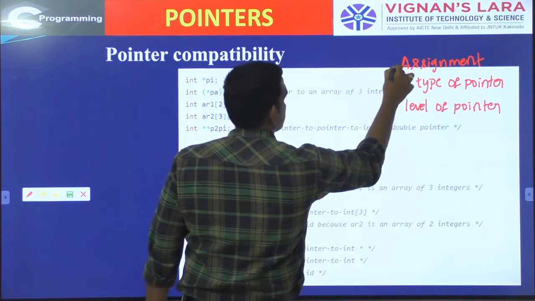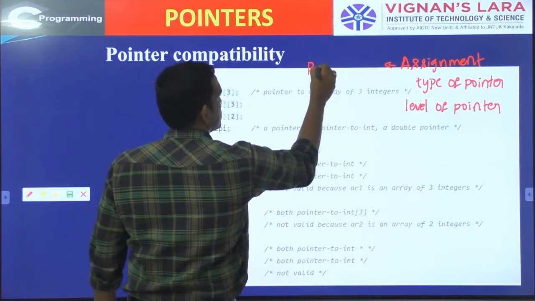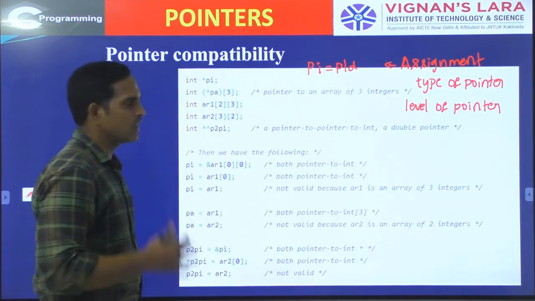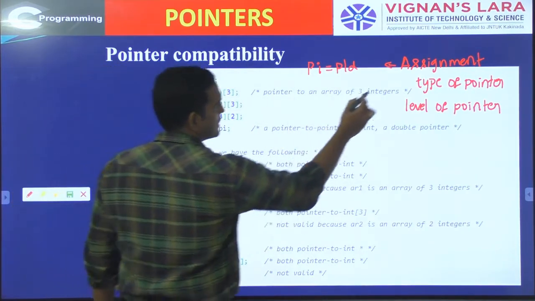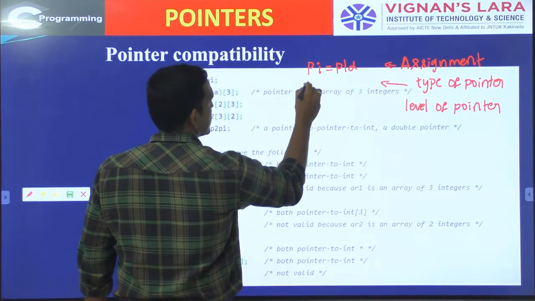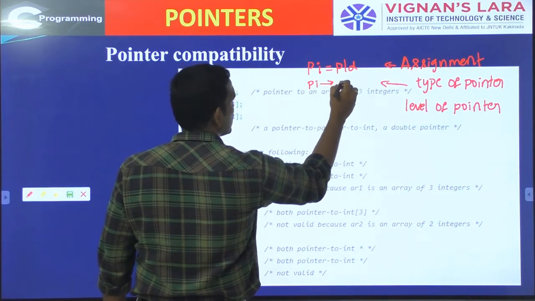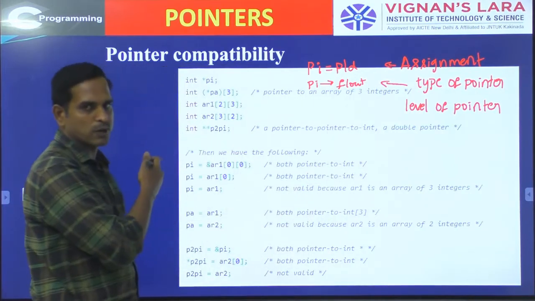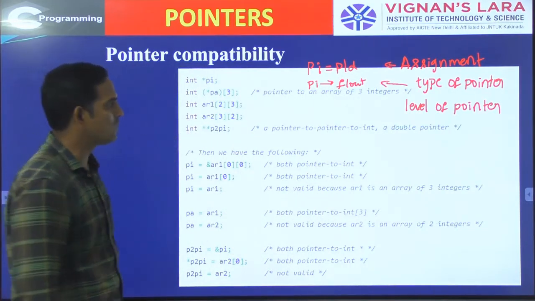What does assignment mean? You cannot take one integer pointer and assign it to a long or a floating point pointer. What does type of pointer mean? You cannot take an integer pointer and point it to a float value, or take a floating point pointer and point it to an integer value.